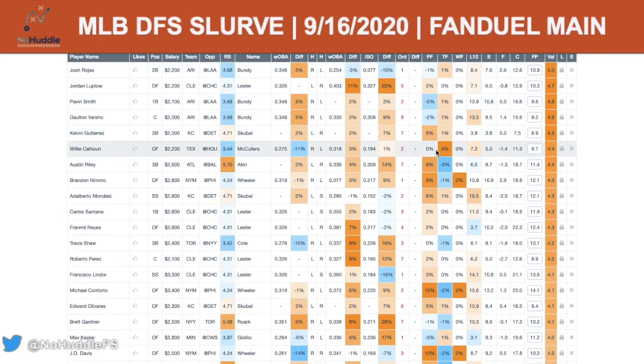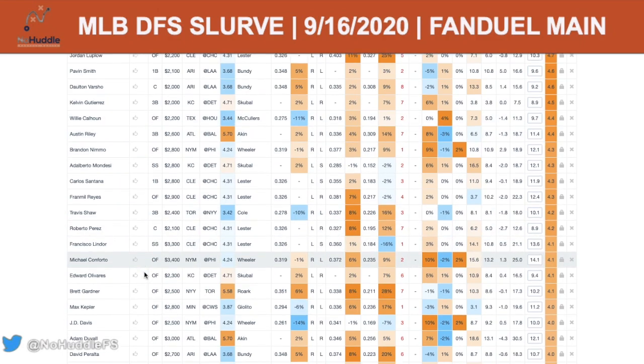The other thing I love to do here is hit this value button, and it's going to sort this by who has the best value. I already talked about Luplow, $2,200, great price on him. Another guy, Rojas, has been up on the list. He's batting first or second for Arizona. I'm going to be playing Bundy, so it doesn't apply to me, but he has certainly been a value over the last couple of nights. You can just go down the list here.